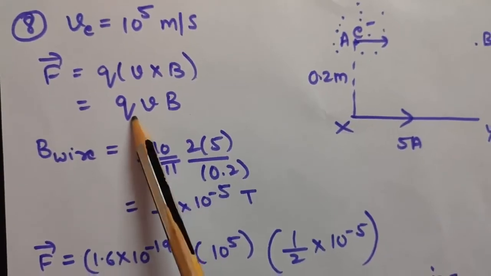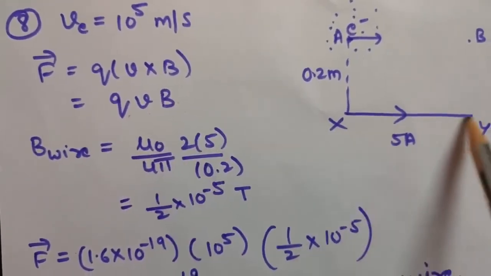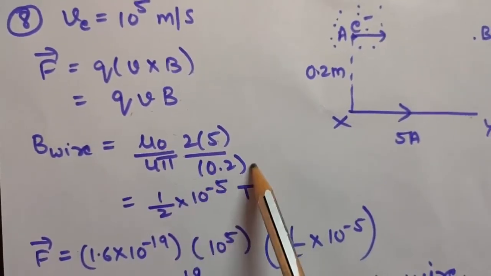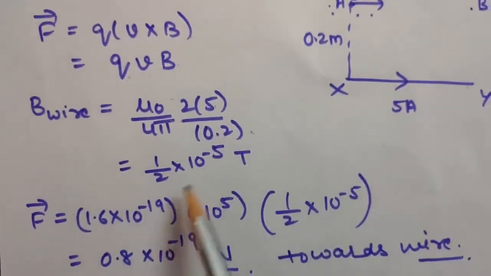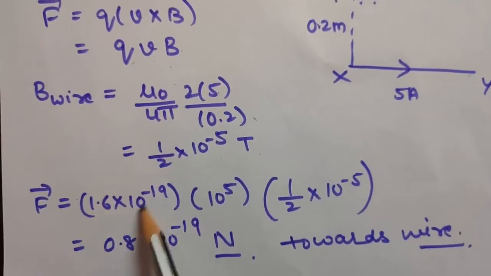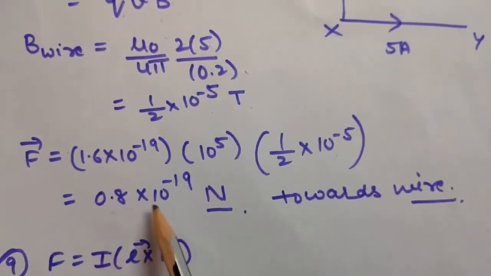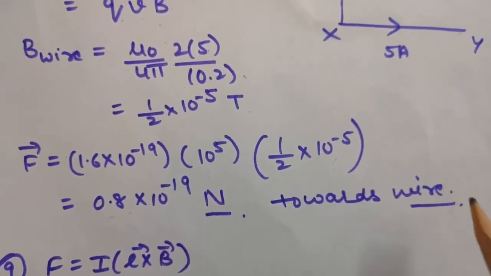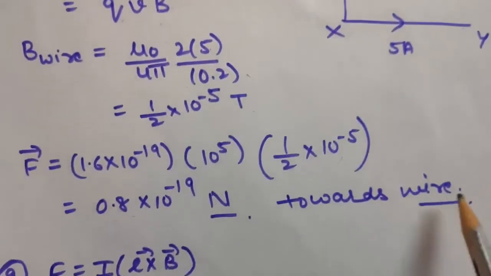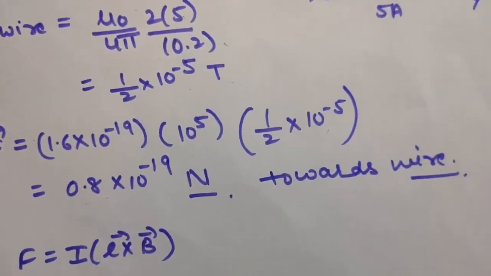Now we know q, that is the charge of the electron, and we know its velocity. To calculate the magnetic field, we will use the formula of magnetic field due to a wire, that is μ₀/4π × 2I/a. Just solve it, you will get the magnetic field due to the wire and then put it here. So F will be qvB. Solve it, the answer will come to be 0.8 × 10^-9 newton towards the wire, because the electron is a negative charge, so it will be towards the wire. You can use your right hand palm rule to confirm it.